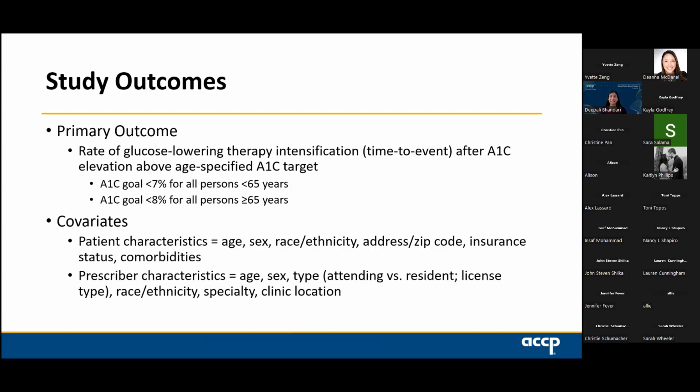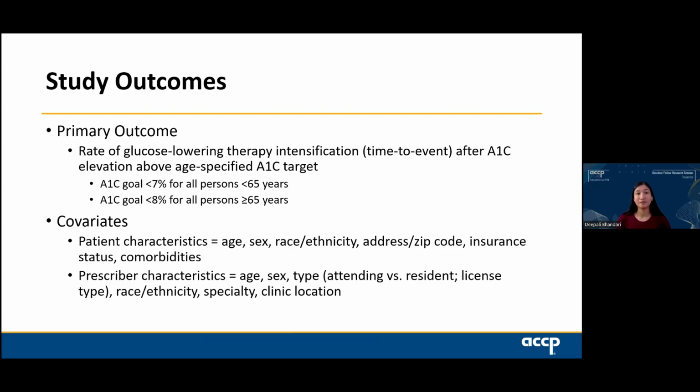This is a study which looked at a primary outcome of the rate of glucose-lowering therapy intensification, meaning a time to event, after an A1C was identified as being above an age-specified A1C target. And so the targets were defined as less than 7% for a person aged less than 65 years old. If someone was 65 years or older, we set the A1C target at a goal of less than 8%. And then we looked at covariates such as patient characteristics listed here and prescriber characteristics as well, because of course we are looking at prescribing practices in this project.